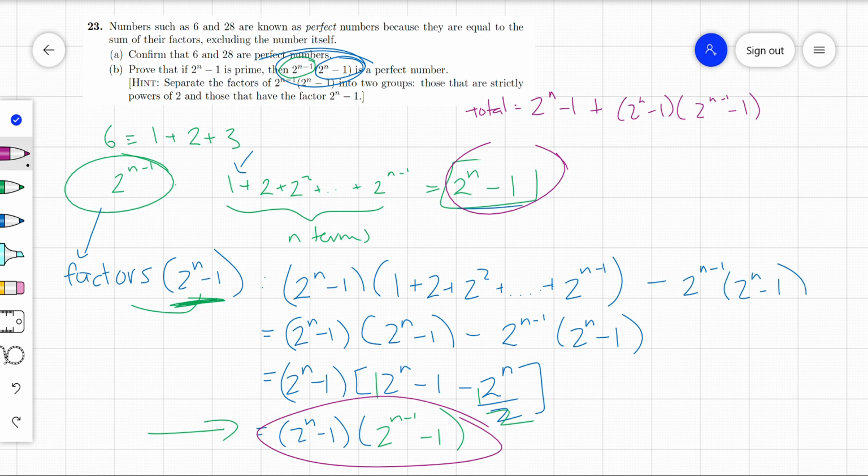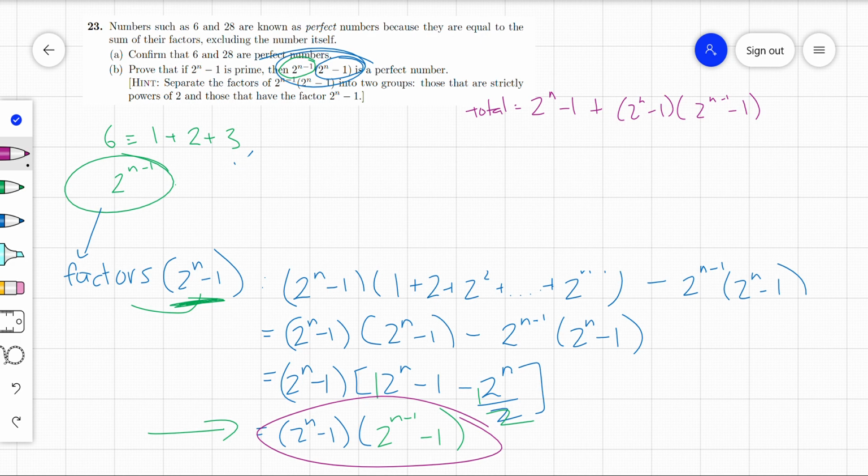All right, so if that's the case, let's have a look. They both have 2 to the n minus 1, so I'll factorize by that. So there's 1 plus, and then there's 2 to the n minus 1 minus 1. So you can see there the ones will cancel. So I've got 2 to the n minus 1 lots of 2 to the n minus 1, and that gives us the actual number. So this number must be a perfect number.